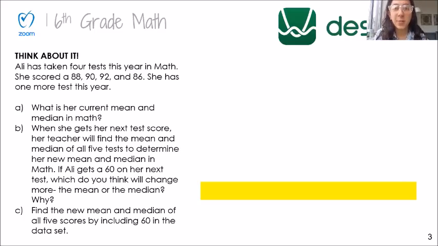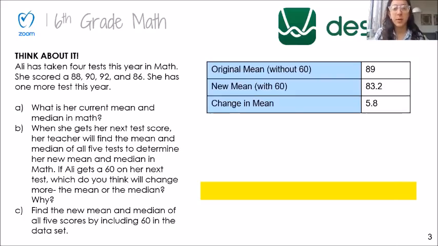Now that you've had an opportunity to talk with your other scholars and with your teacher and to engage in understanding which of these changed more and why, let's actually look at some of the numbers here. Let's start with the mean. The original mean without 60 in the data set was 89. The new mean with 60 in the data set was 83.2. That means that when we added the 5th test score, our mean changed by 5.8.